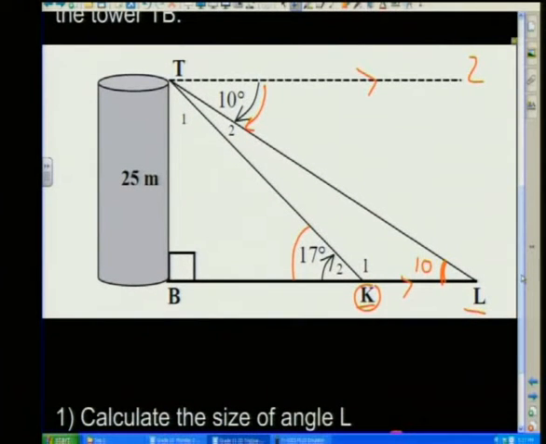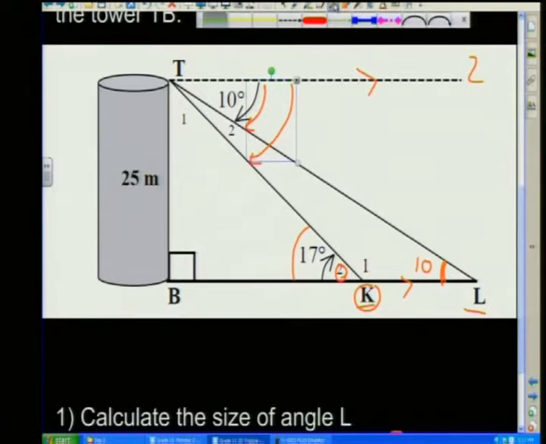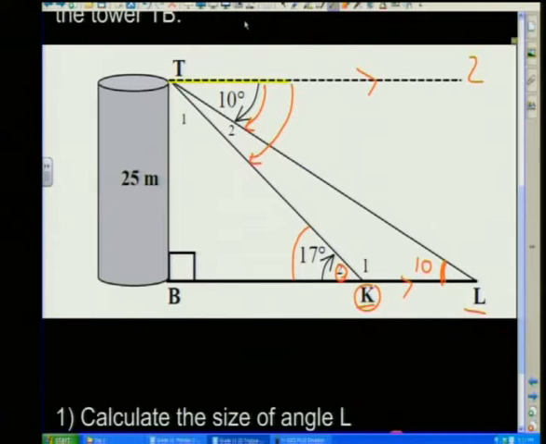We know that TZ is parallel to BL. So if we look at the whole of T2 plus 10, that whole thing there is going to be equal to angle K2, because once again we have alternate angles. So if you can cast your eye along, I'm going to draw in another line here, just in case you can't see the alternate and the parallel lines we're talking about. So it's that one, and that one there.